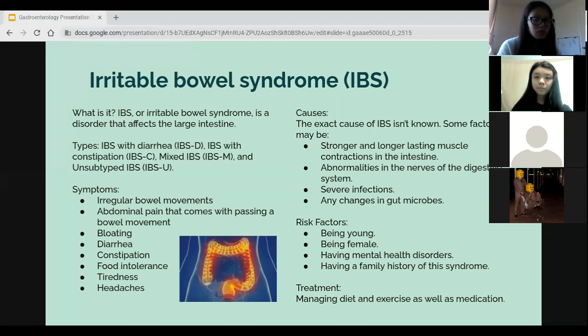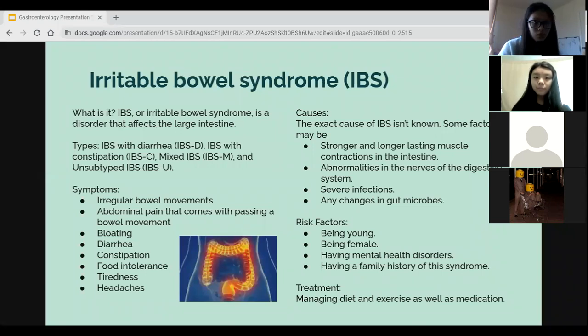Some risk factors for developing IBS include being young, as people under 50 are more likely to get IBS, being female, having mental health disorders such as anxiety or depression, and having a family history of IBS. Treatment may vary depending on what your doctor recommends, but usually treatment involves managing and maintaining a healthy diet and exercising, as well as some medications such as tenapanor, probiotics, and laxatives. That was all for IBS. I hope you learned something new.